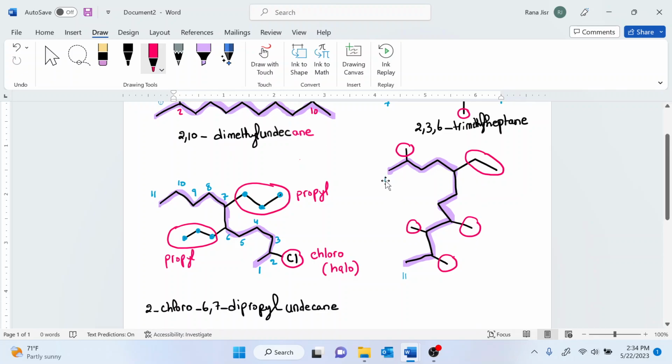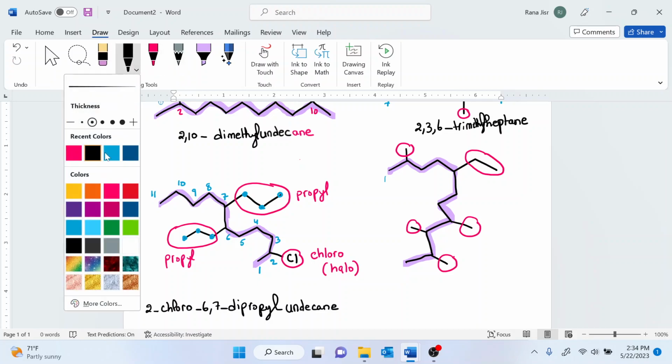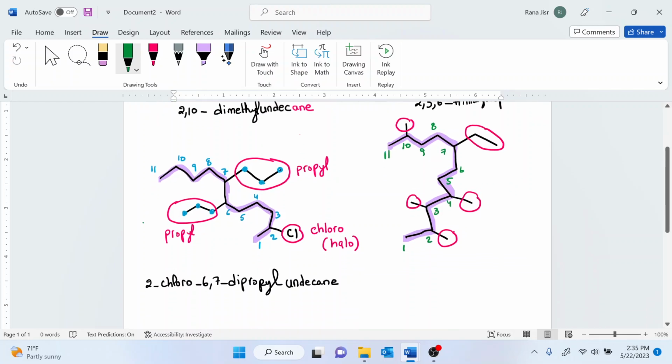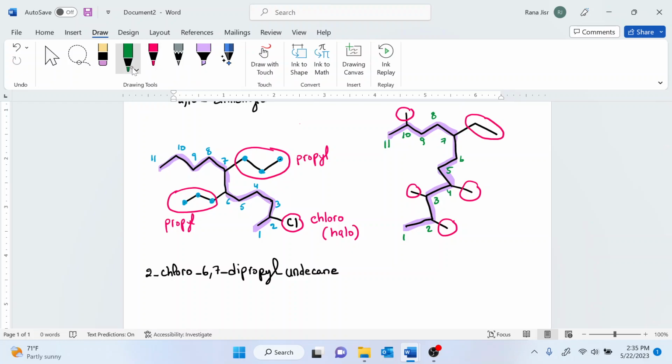So if you start numbering from this end over here, the CH3 is going to be on the second carbon. If you start numbering from this end, the CH3 is going to be on the second carbon. Those two are the same. So this is why you need to go this way, to give the second substituent the lowest number. So my numbering has to start from this carbon, and I'm going to end up having 1, 2, 3, 4, 5, 6, 7, 9, and 11. Okay, so the ending of my name is going to be an undecane again.